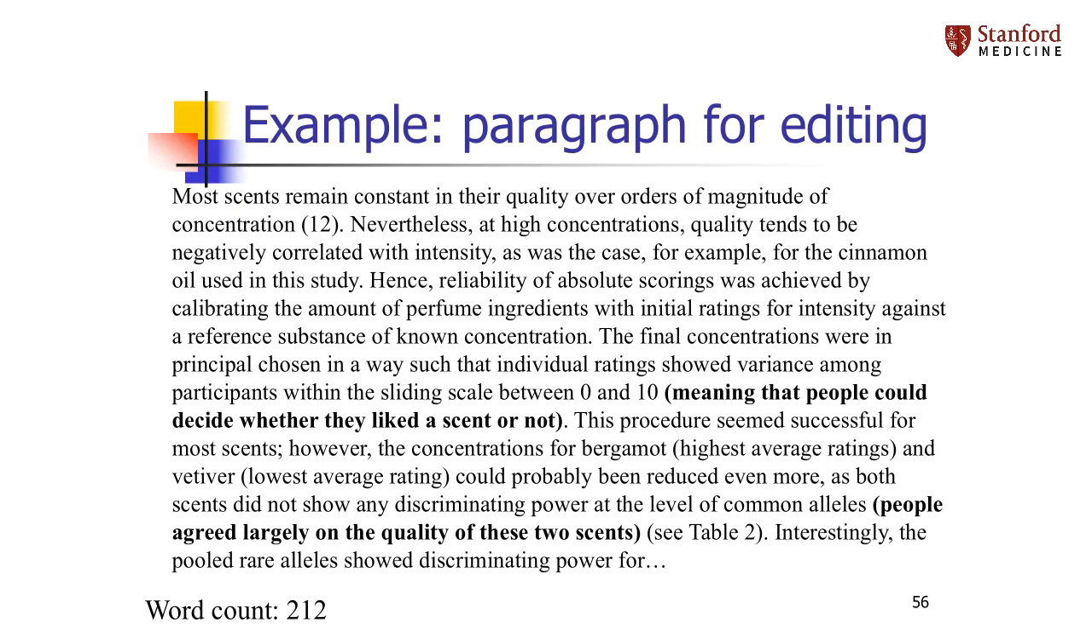One thing I want to point out in this paragraph is that the authors stuck some extra thoughts inside of parentheses. Interestingly, I really liked the stuff that was in the parentheses. That was where the authors were being most clear, simple, and direct. They clarify for the reader, meaning that people could decide whether they liked a scent or not. As soon as they say it so blatantly, now I get it. And we get, people agreed largely on the quality of these 2 scents. Again, everything suddenly becomes clear and simple when you put it that way. So I'm going to try to take this clear and simple language and get it out of the parentheses and have the rest of the paragraph read more like this.